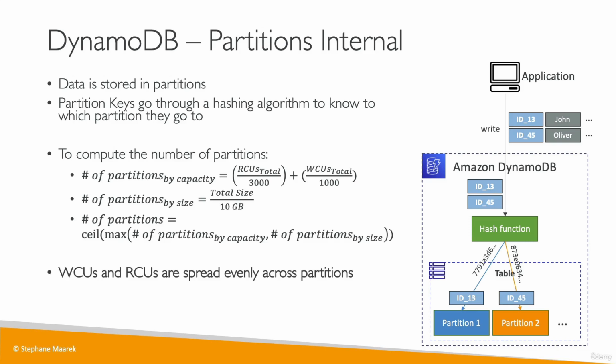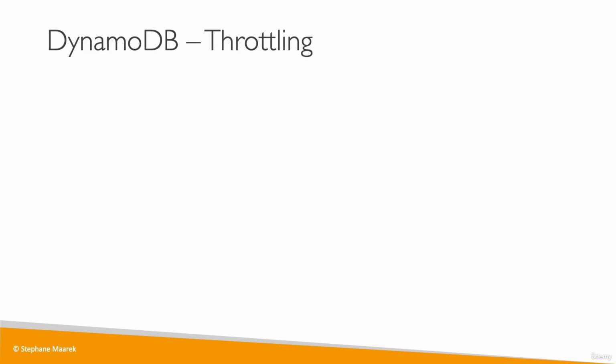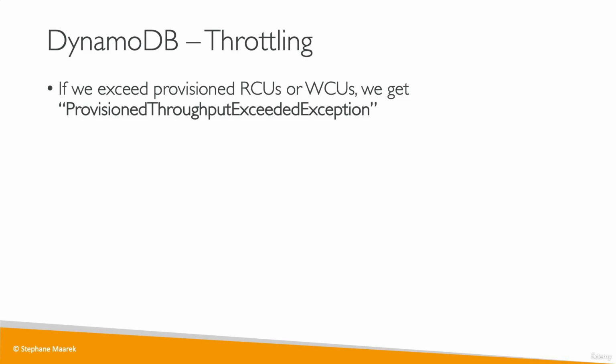But what you need to understand, though, is that if you have 10 partitions, and you provision 10 WCUs and 10 RCUs, then they're going to be spread evenly across partitions. That means that each partition is going to get one WCU and one RCU. And this is the point I want you to remember, okay? WCUs and RCUs are going to be divided and spread evenly across partitions, which brings us into throttling. So in case you exceed the RCUs or WCUs, and this is at the partition level, then you're going to get a ProvisionedThroughputExceededException.